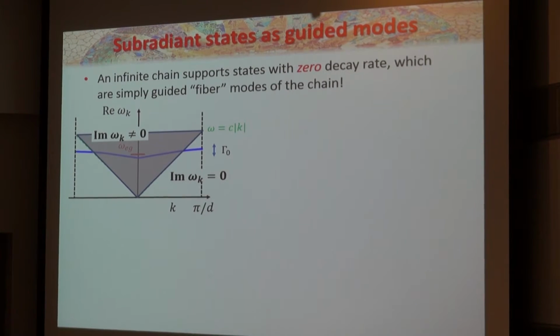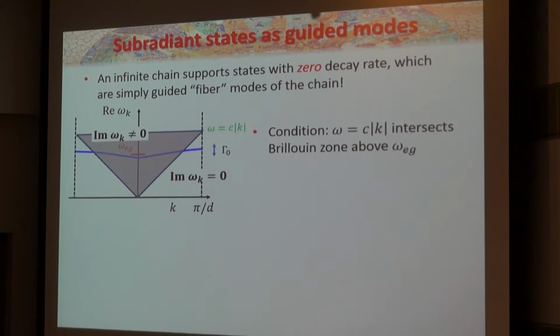So what does that say? Well, an infinite chain really can support states with exactly 0 decay rate. And these states are nothing more than guided modes of this atomic chain. This atomic chain is nothing more than a fancy optical fiber. Okay? So an optical fiber guides light in exactly the same way. It has a k vector which is beyond that of the free space dispersion relation. So the only condition for that to happen, again assuming that this band is relatively flat, is that the atomic resonance frequency has to intersect the edge of the Brillouin zone below where the free space dispersion relation intersects.